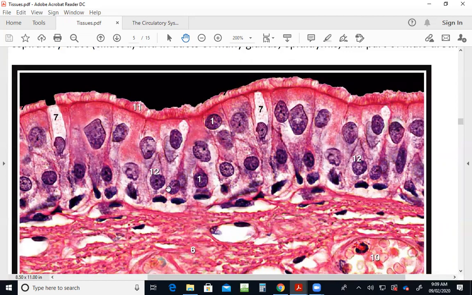Remember, we talked about how some of the cells, like this one, number 12, you can see where it comes to a point right there. So it's shorter than the one next door. And then the nucleus is down there versus up here, which gives that false appearance of multiple layers.